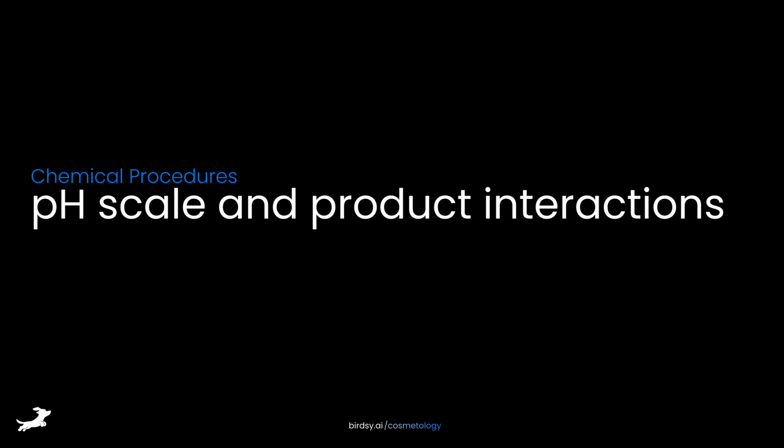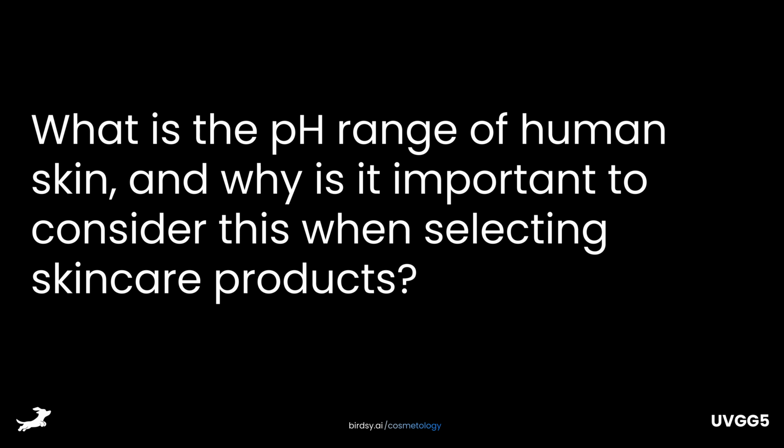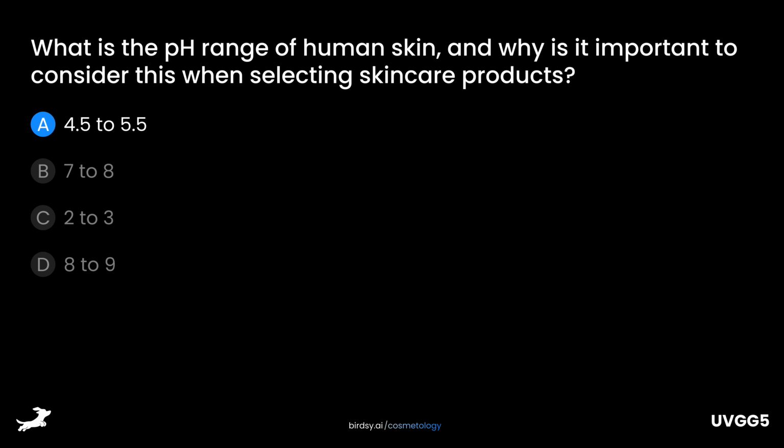pH scale and product interactions. What is the pH range of human skin, and why is it important to consider this when selecting skincare products? Is it A, 4.5 to 5.5, B, 7 to 8, C, 2 to 3, or D, 8 to 9?